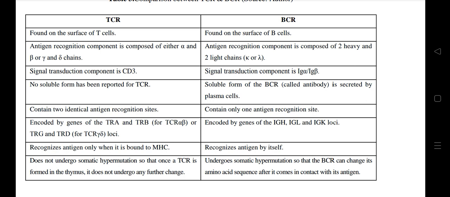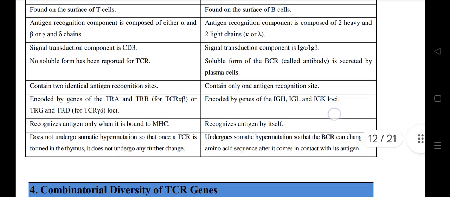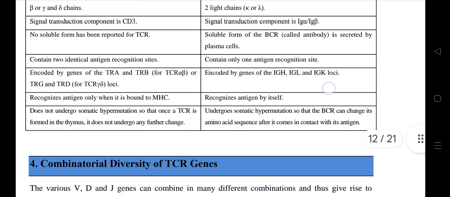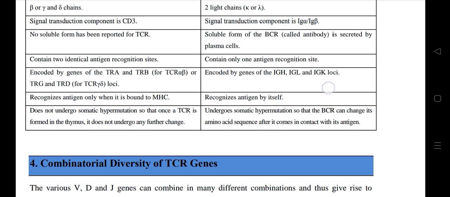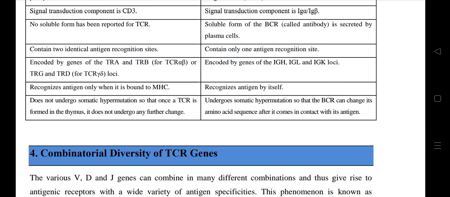TCR is encoded by genes of the TRA and TRB loci for TCR alpha beta, or TRG and TRD loci for TCR gamma delta. BCR is encoded by genes of the IGH, IGL and IGK loci. TCR recognizes antigen only when it is bound to MHC. BCR recognizes antigen by itself. TCR does not undergo somatic hypermutation, so once a TCR is formed in the thymus, it does not undergo any further change. BCR undergoes somatic hypermutation so that the BCR can change its amino acid sequence after it comes in contact with its antigen.